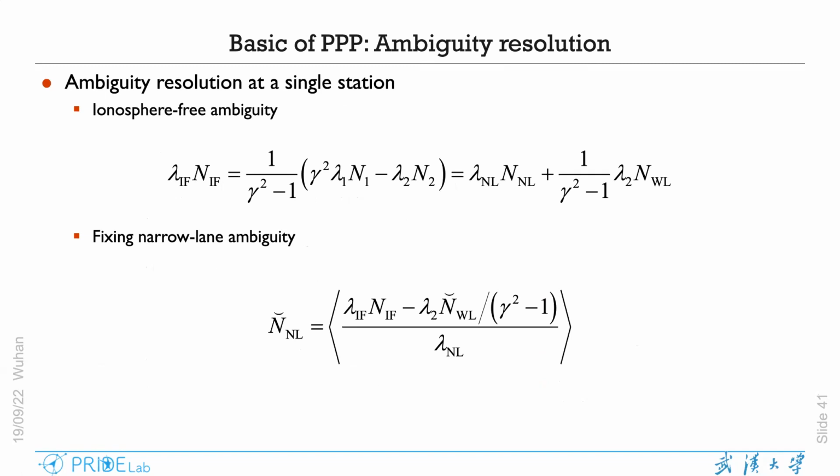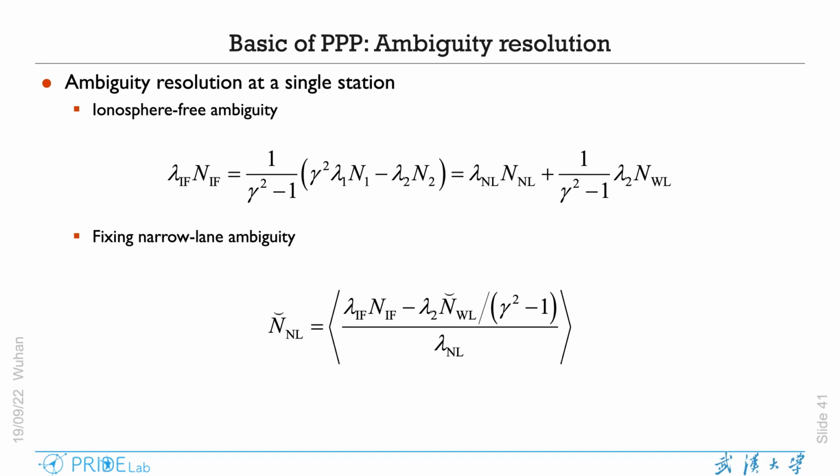Actually, I hope everyone is not confused by all of these equations, but you don't need to understand all of them. You need to just remember we have two steps to fix the PPP ambiguities. The first step is to do the widening ambiguity resolution, and the second one is to do the narrowing ambiguity resolution. So only when both steps are successful can we resolve the PPP ambiguities and achieve an ambiguity fixed solution.